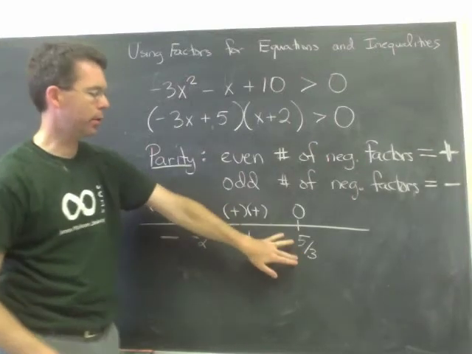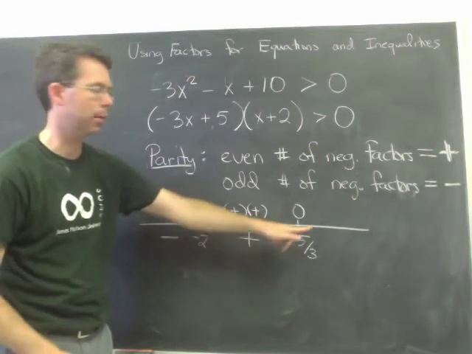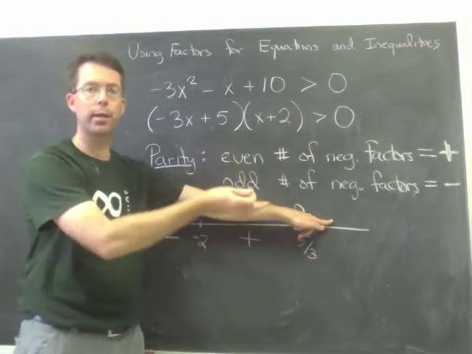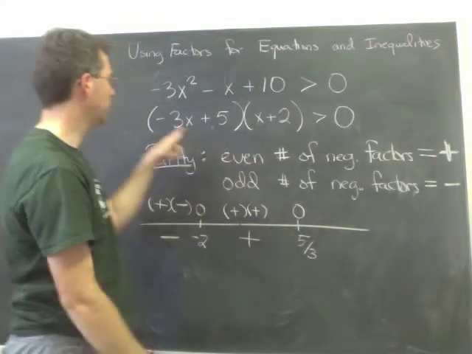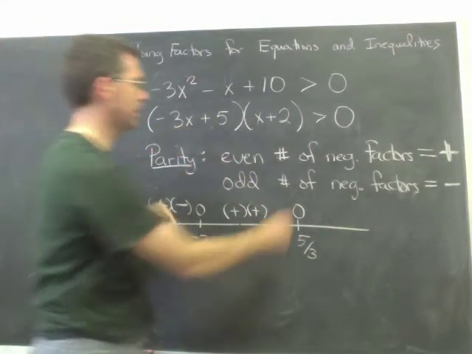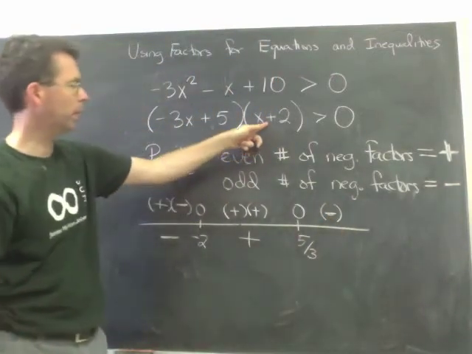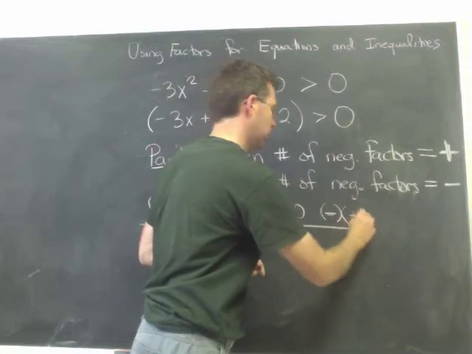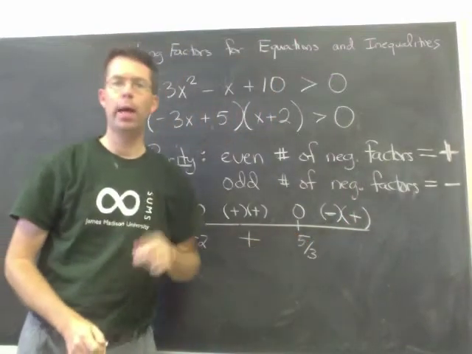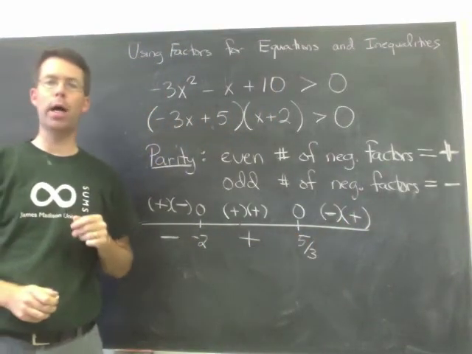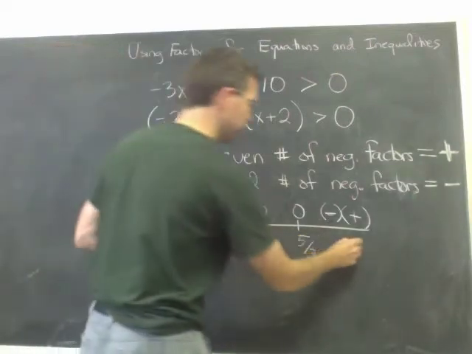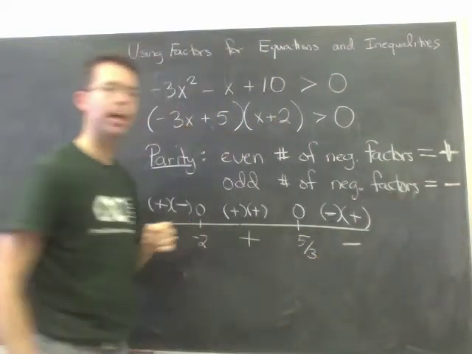Now 5/3 is 1 2/3, so if I pick the number 2, I'll be on the other side of the point. If I plug 2 in, I get -6 plus 5, that's negative. And if I plug 2 in here, I get positive. Again, I have one negative factor, that's an odd number, and so my parity rules tell me I have a negative overall sign.